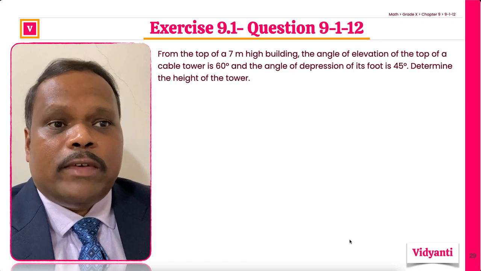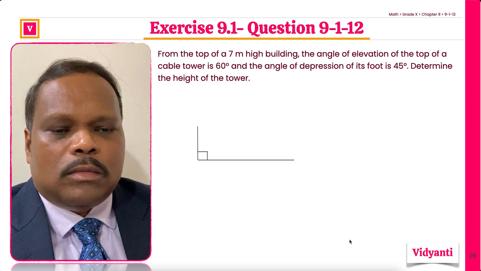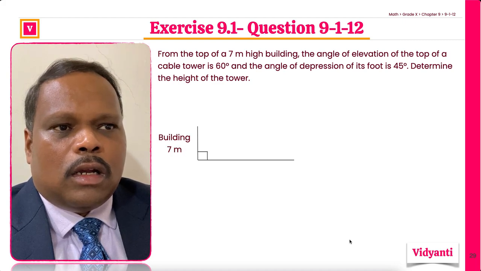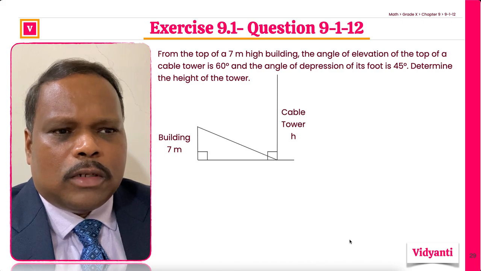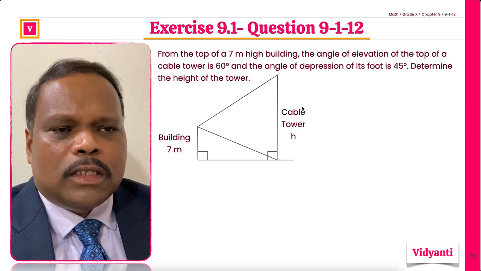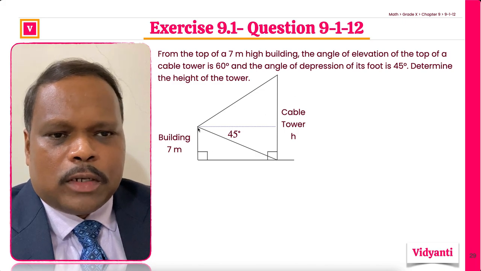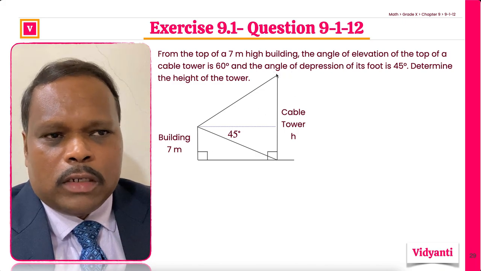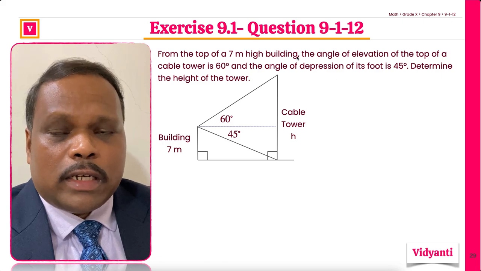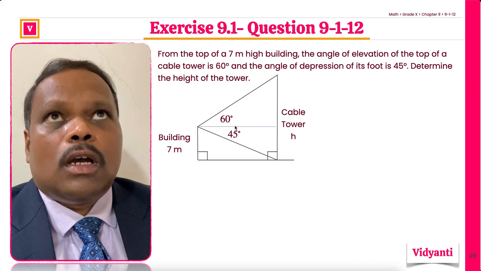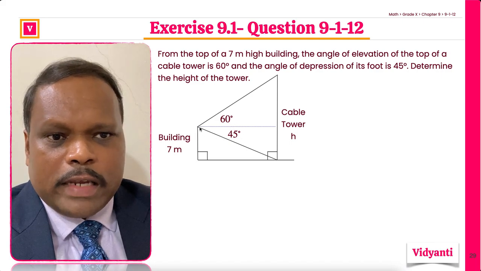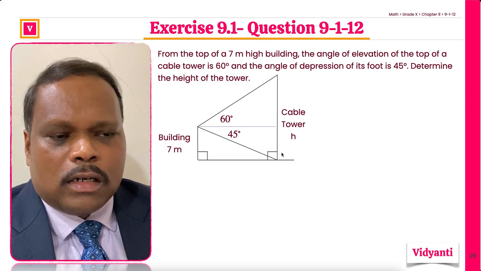From the top of a 7-meter high building. So there is a building 7 meters tall. The angle of elevation is of a cable tower. So h. So this is a cable tower, and this is 60 degrees from the top of a building, angle of elevation. So the person is standing here, he looks at the top of the cable tower. So this angle is 60 degrees, and he looks at the bottom of the cable tower, the angle of depression is 45. So he looks up 60, he looks down 45. He's standing here and he's looking once here and then once here.